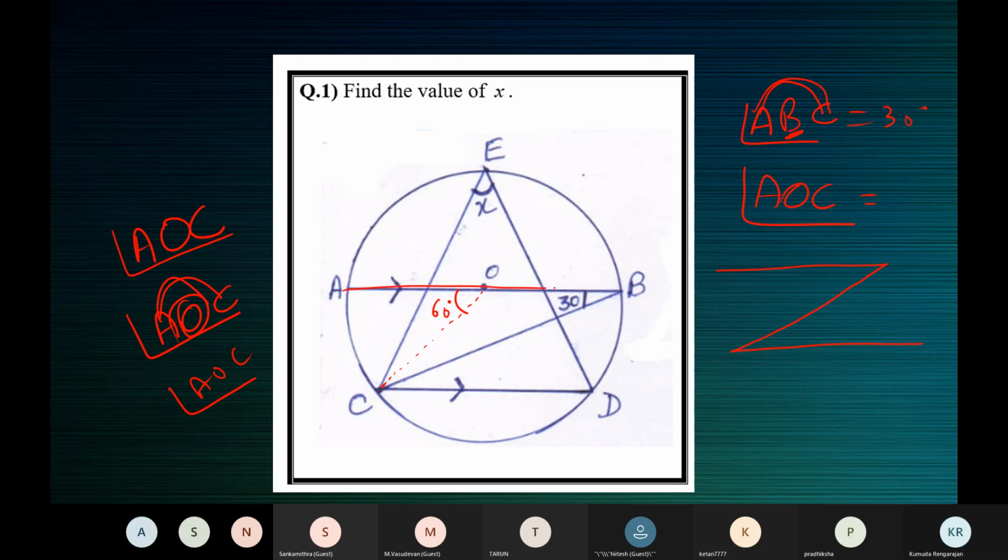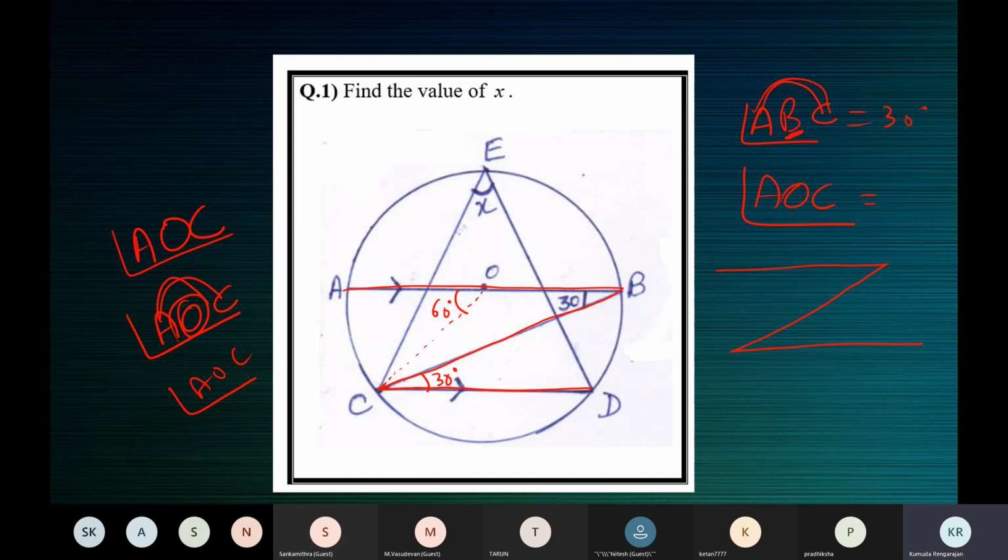Parallel line, transversal, parallel line. If ABC is 30 degrees, then which is that angle which is 30 degrees by alternate angles? BCD is also 30 degrees. Alternate interior angles are equal.